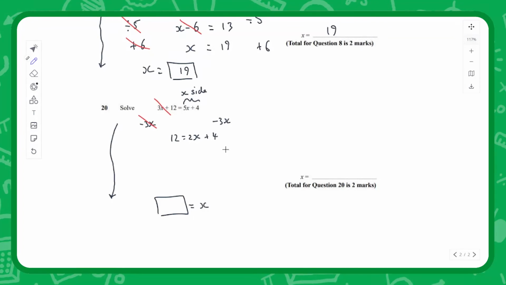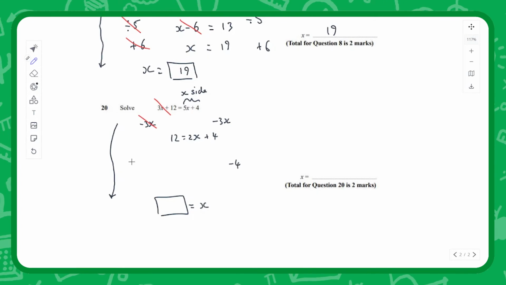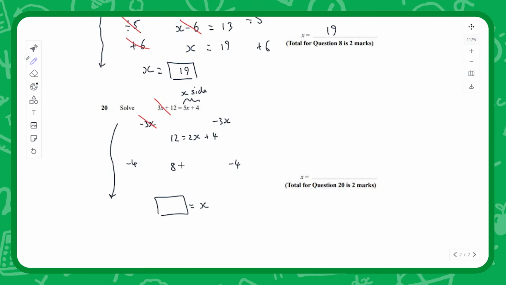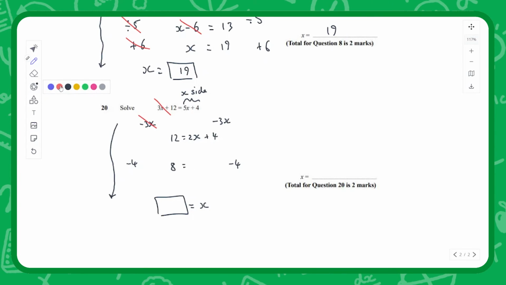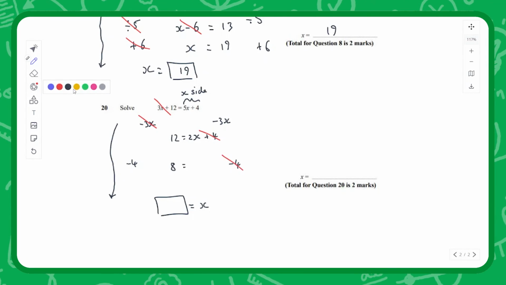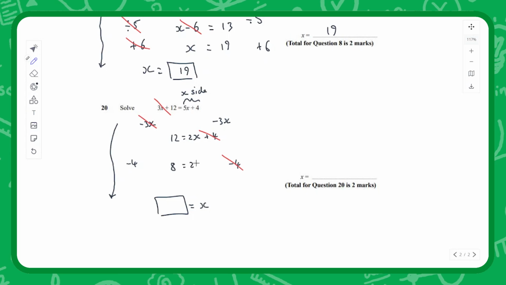Well, what's the opposite of plus 4? It's going to be minus 4. So I'm minus 4 from both sides. 12 minus 4 is going to give me 8. And again, the reason we do that is to cancel out that plus 4. So we're left with 8 equals 2x.